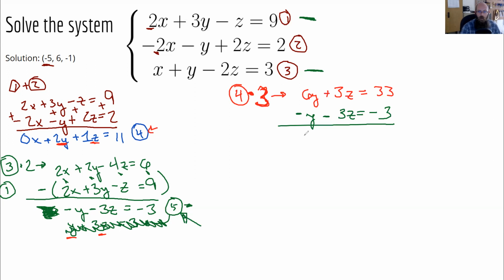And we'll do blue here. So now I have 5y, 0z's equals 30. Awesome. Divide by 5. Divide by 5. Y equals 6. Sweet. We have one done, folks. We have a variable. I know what y is.